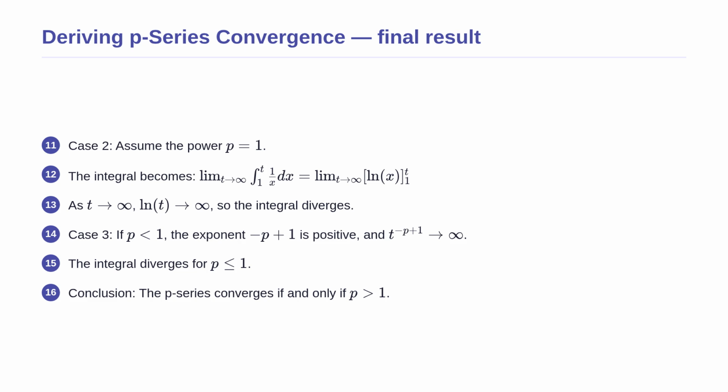If p is less than 1, the exponent becomes positive and it also diverges to infinity. Therefore, we have proven our final result. A p-series converges if and only if the power p is strictly greater than 1.